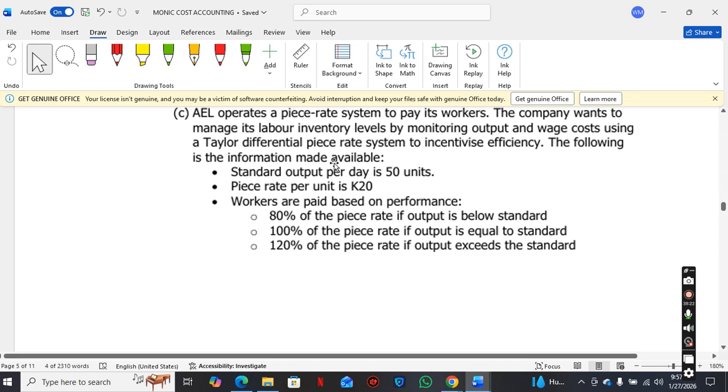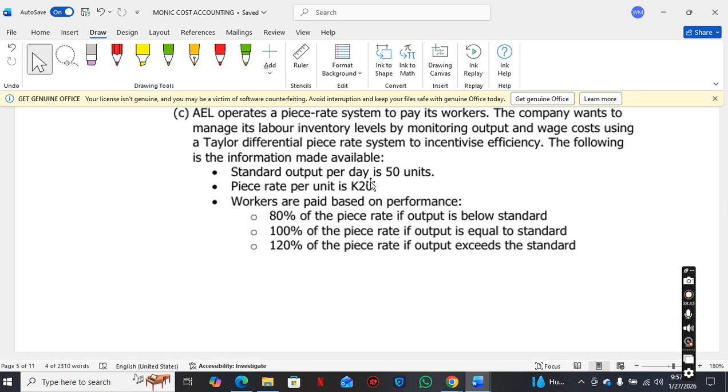Standard output per day, 50 units. So this is what you're expected to produce if you're working for AEL. Every day, 50 units. Piece rate per unit, 20 kwacha. Okay. Now, AEL wants their workers to be more efficient. Basically, they want them to produce more units per day. So, they've created this system so that they can motivate people to produce more.